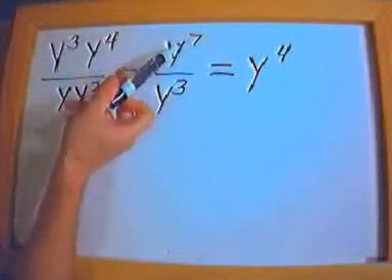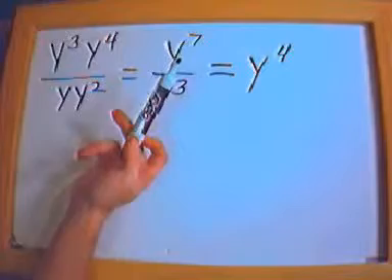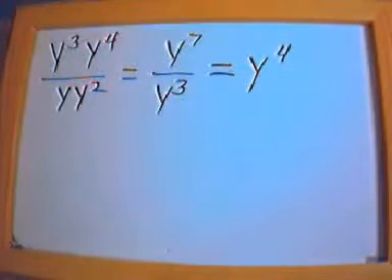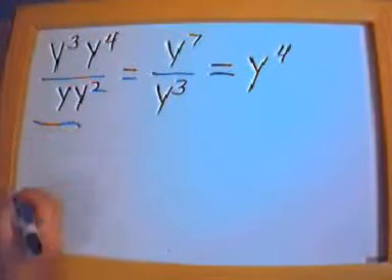If you end up subtracting the top and the bottom and you get a negative number, well, then you just put that on the bottom. So let's continue with more examples.